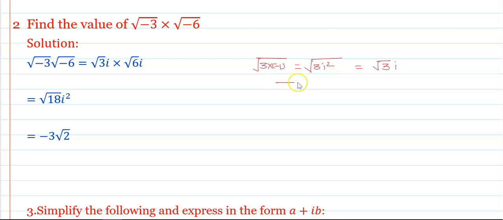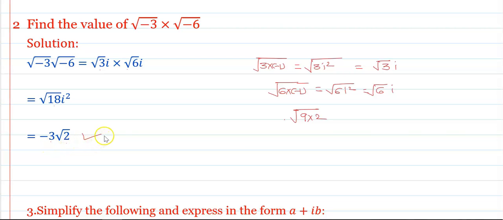Similarly, root of minus 6, that is root of 6 into minus 1, and the minus 1 means what? i square, that is root of 6 i square. Okay, and hence you will get root of 6 i. Okay, now the multiplication of these two terms, root 3 into root 6, root of 18 i square, but root of 18 means what? 9 into 2. 9's square root किती येतात? 3. Therefore you will get 3 root 2 and the value of i square is minus 1 and hence the answer is minus 3 root 2.